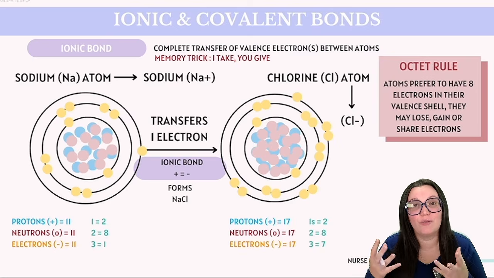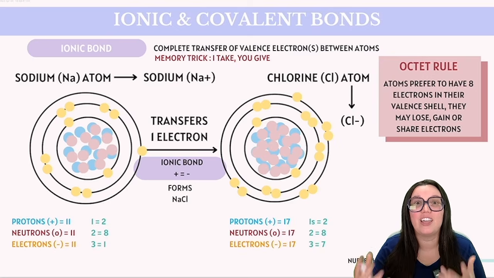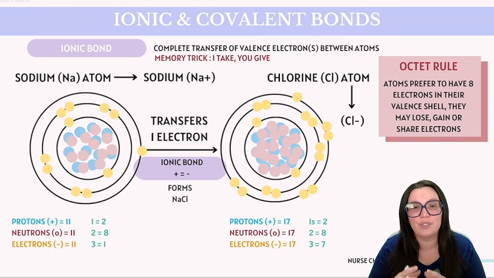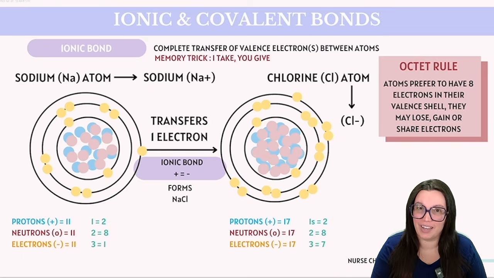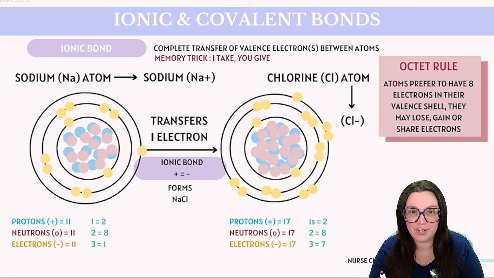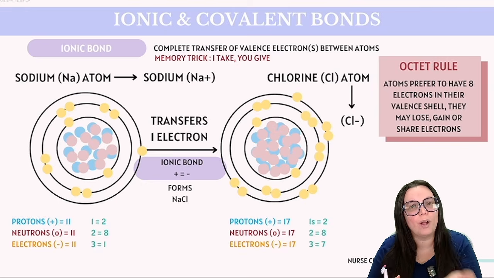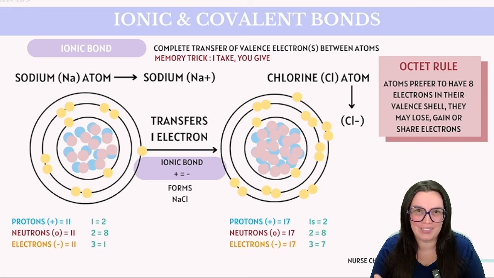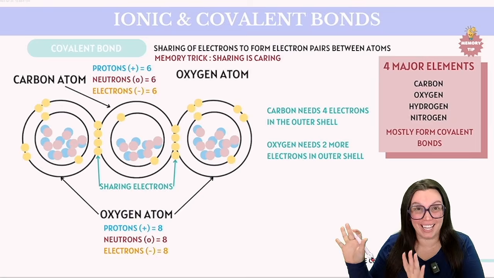This attraction and resulting bond is known as an ionic bond, characterized by the transfer of electrons that result in the creation of two oppositely charged ions. An easy way that I remember ionic bonds is I take, you give. Ionic bonds form when one atom takes electrons from another, like a transaction where one gives you money and the other one receives it. Next up, we have covalent bonds.